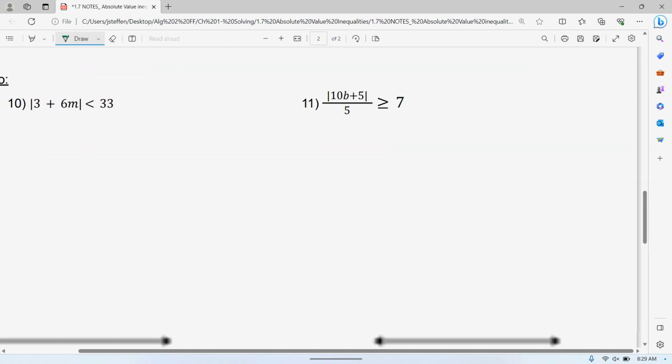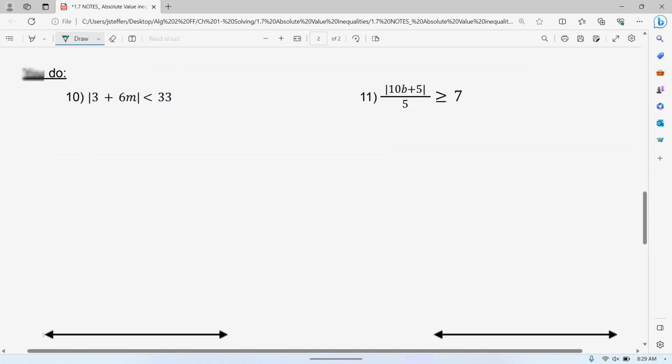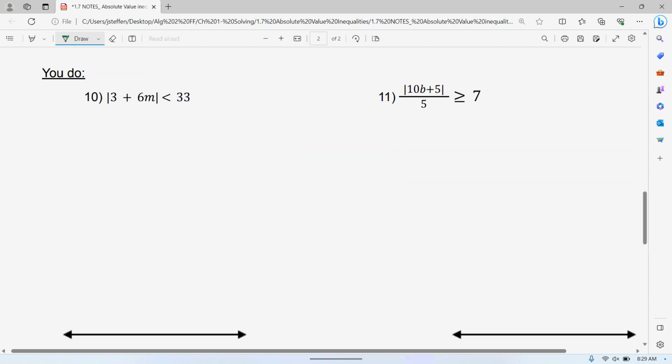Go ahead, do number 10 and 11. Honestly, the one thing I will say with this is a good example of one that you need a lot of repetition practice with. So go ahead, do number 10 and 11 on your own.